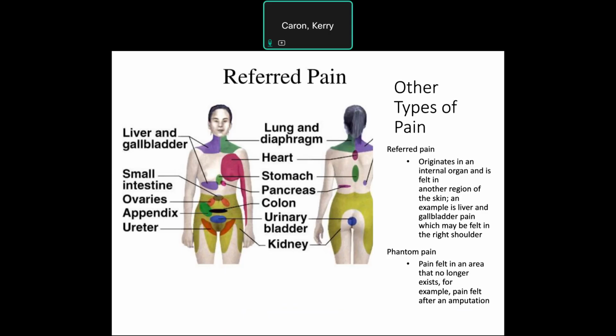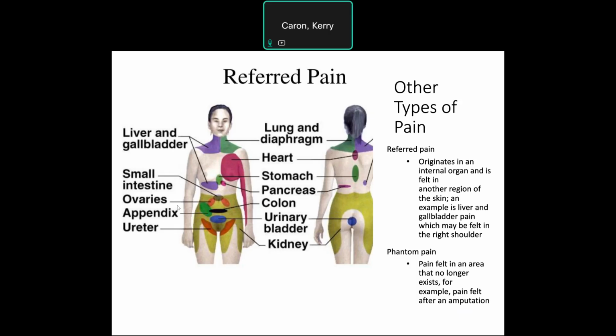There are different sensations of pain, and what we call referred pain means that it originates in one internal organ, but it is felt in another region of the skin. So for example, if you see on the diagram here, if you have liver or gallbladder pain, you may feel that in your neck on the right side. Remember, anatomical position, right side of your neck.